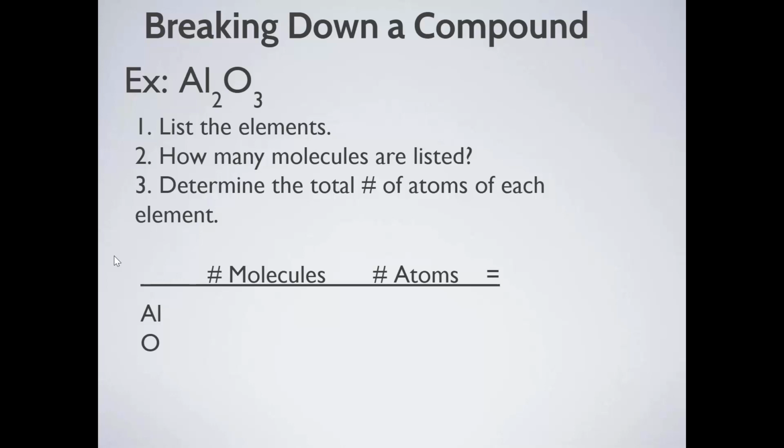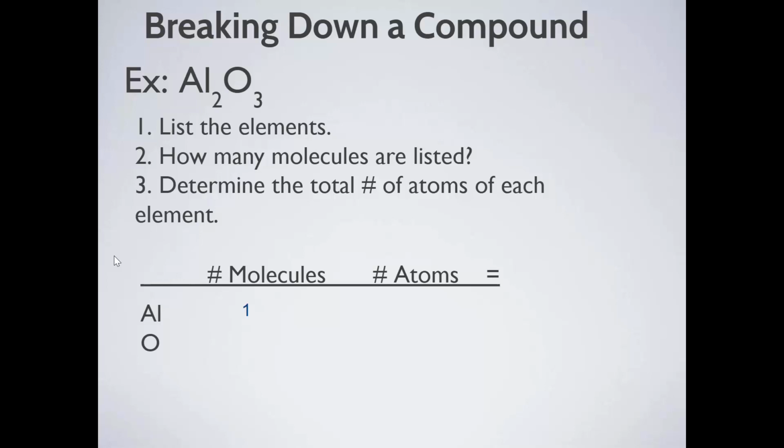So, when we want to know about a molecule, about a compound, we can figure out how many atoms of each element there are. For example, if I have Al2O3. So, we list the elements, so that's made of aluminum and oxygen. How many molecules of this are there? One. Just one. How do we know how many molecules there are? Where are we looking? The coefficient. And if it's not there, it means 1.